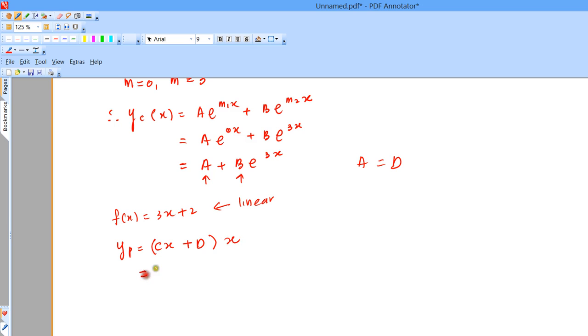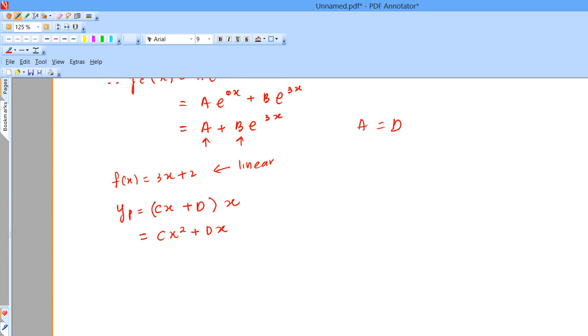So we get the new yp equal to cx squared plus dx. And then you need to compare again with yc. So here we don't have a term multiplied by x, so we can use yp equal to cx squared plus dx. Okay, next, y prime p x equal to, this is ypx.